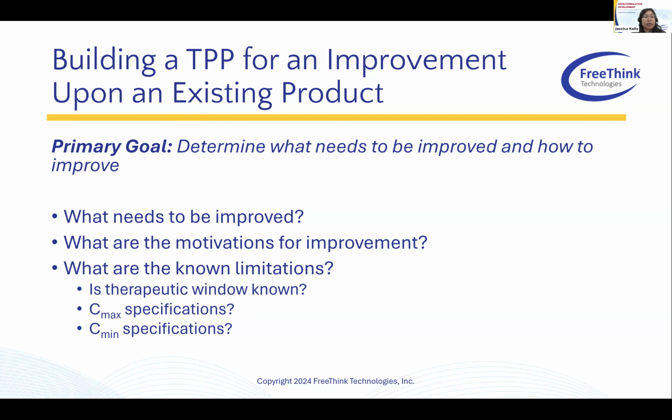Other considerations when developing this type of TPP would be to think about if there are any known limitations based on the existing drug product. So for example, is there an established therapeutic window? Are there any Cmax specifications, meaning is there a plasma concentration above which side effects are observed? Or are there Cmin specifications, meaning is there a minimum concentration needed to remain efficacious? So keep these ideas in mind as we go through the partial TPP for an improvement on an existing product.